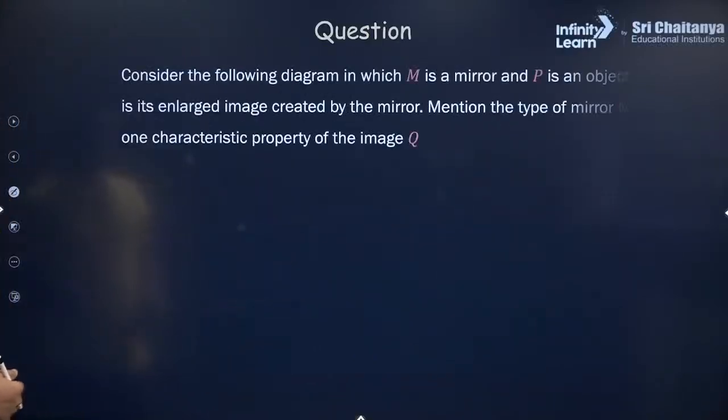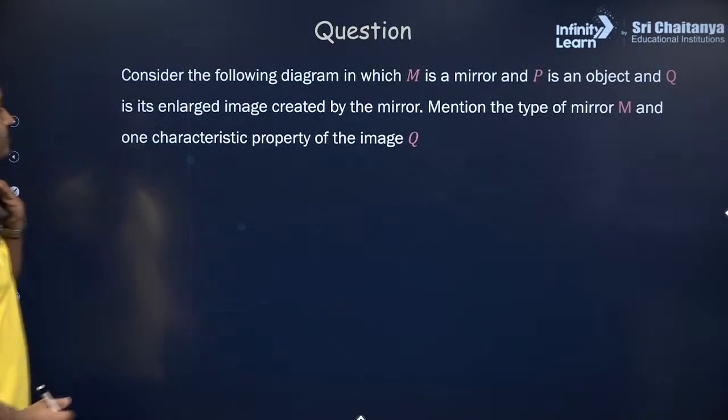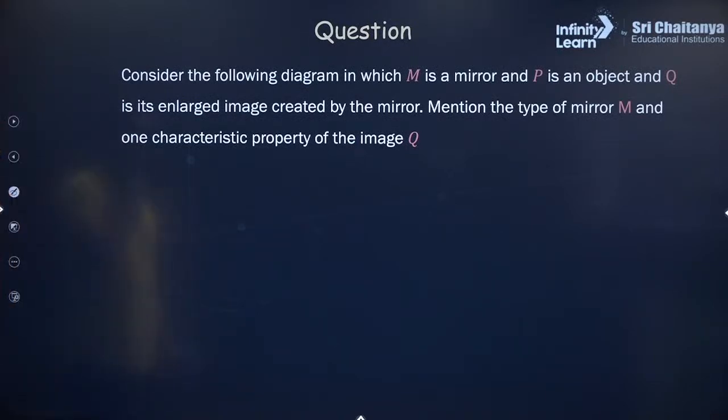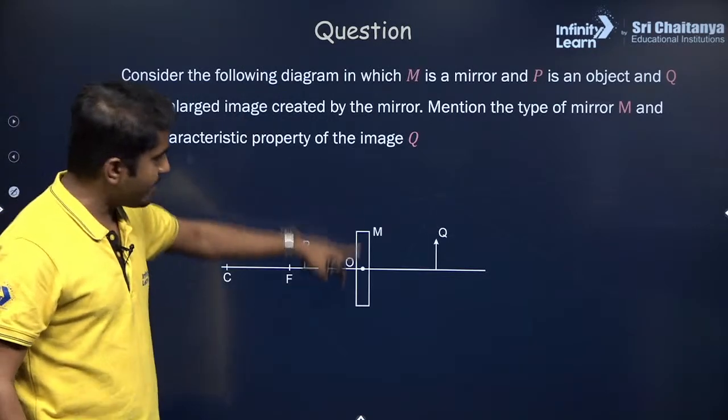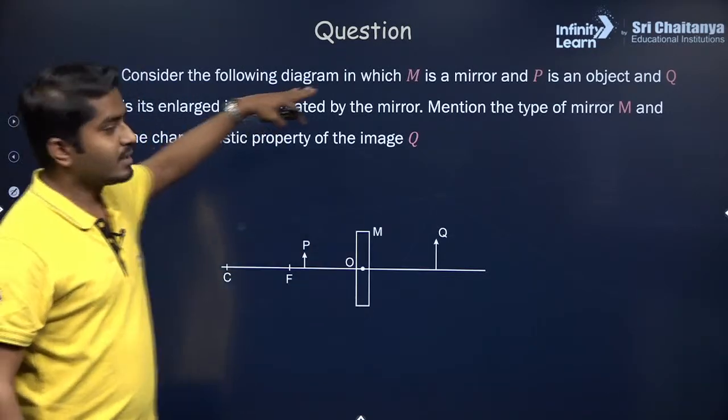Let's solve the question. So what is the question? Consider the diagram in which M is the mirror. Okay, there is a diagram. This M is the mirror.